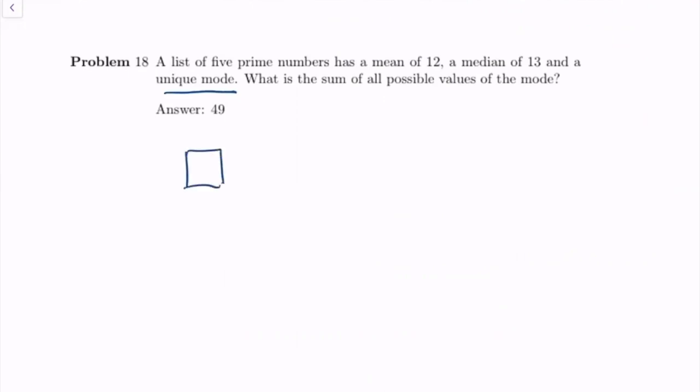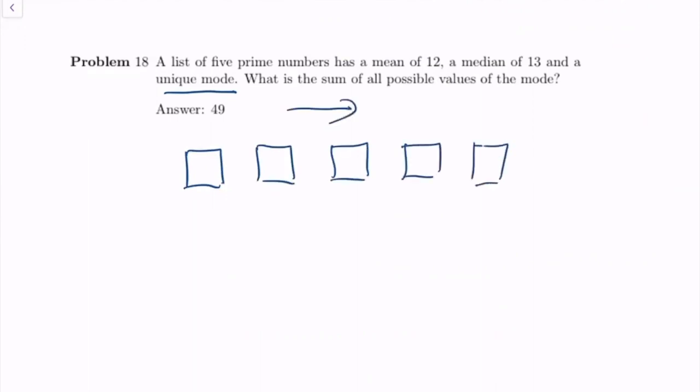Okay, so here we have five prime numbers, right? So let's list them from the least to the largest. Because it's five numbers, the median is the middle one. Okay, so we get this one is 13. And then we know if you add them together, the total is the average multiple of five, which is 60.